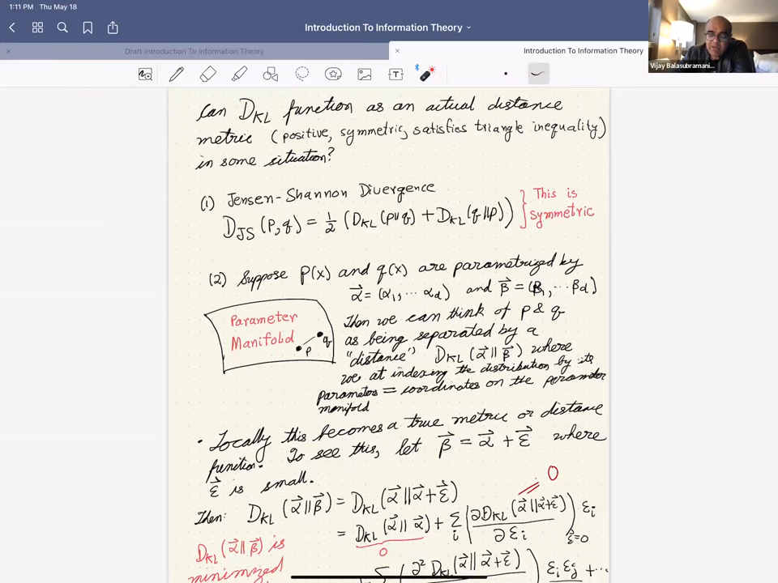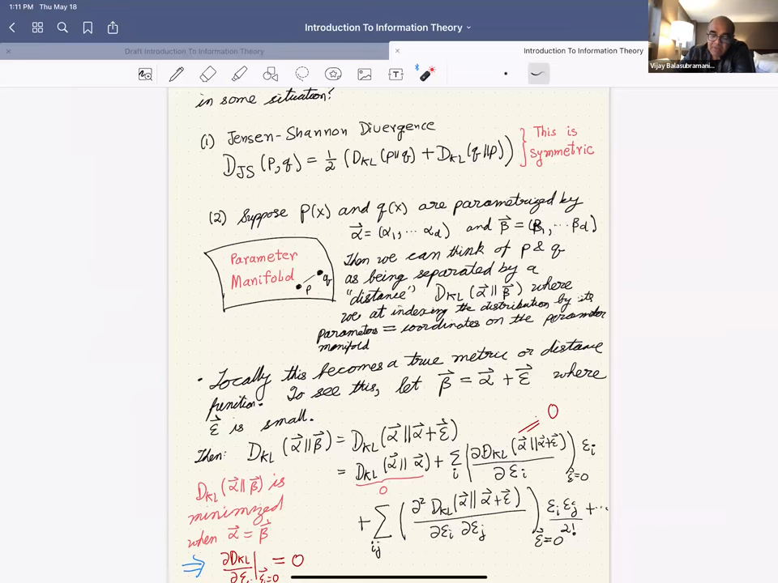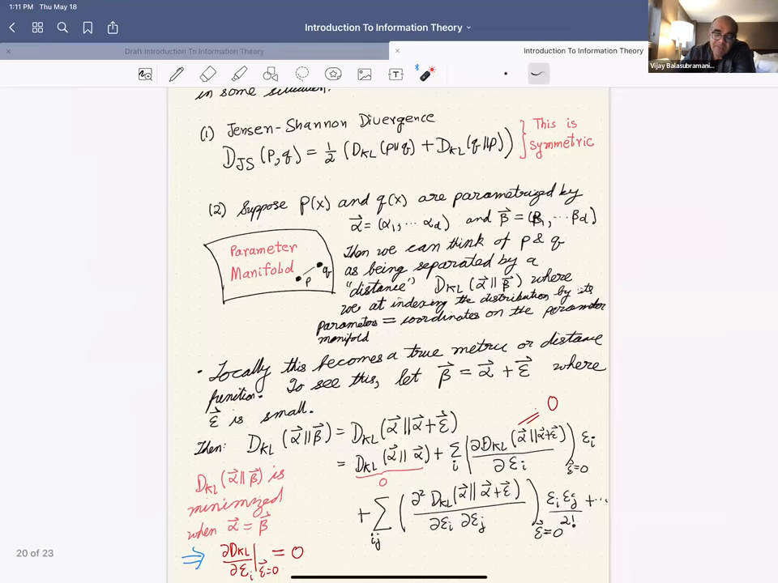So here's one way of doing this. Suppose P of X and Q of X are two models parametrized by parameters alpha and beta on a parameter manifold. Then we can think of P and Q being, as we've said already, separated by some distance DKL alpha beta, right? This is the same relative entropy between the distributions indexed by alpha and beta.